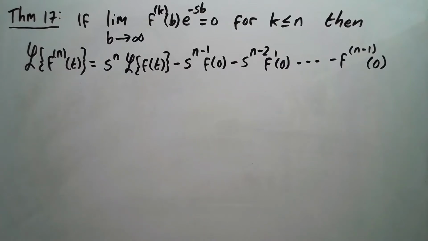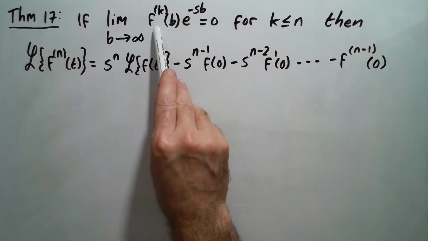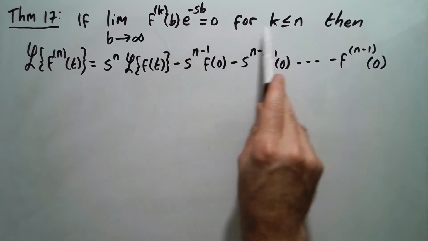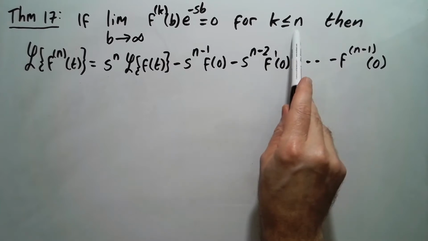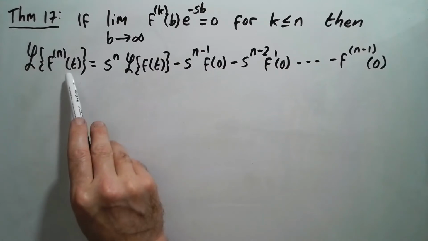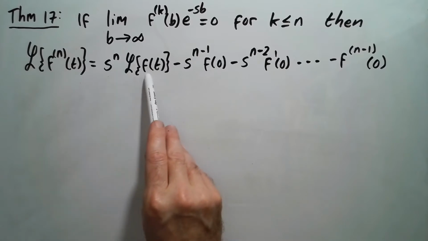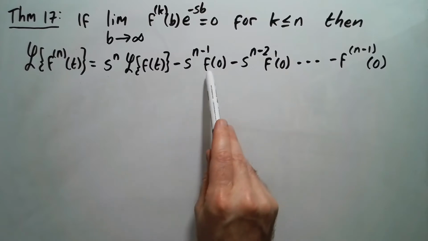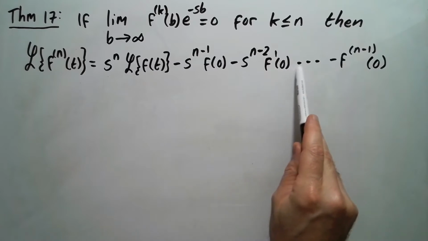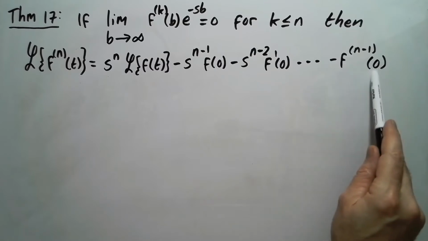Okay, so let's take a look at Theorem 17. It says, if the limit as b goes to infinity of the kth derivative of f at b times e to the minus sb is 0 for k less than or equal to n, then the Laplace transform of the nth derivative of f is equal to s to the n times the Laplace transform of f, minus s to the n minus 1 times f of 0, minus s to the n minus 2 times f prime of 0, dot dot dot, all the way down to minus the n minus 1 derivative evaluated at 0.